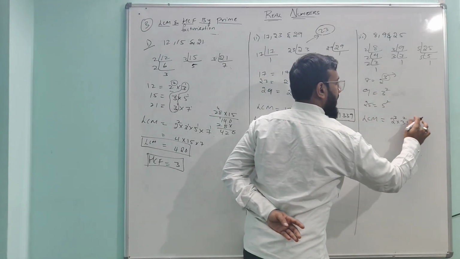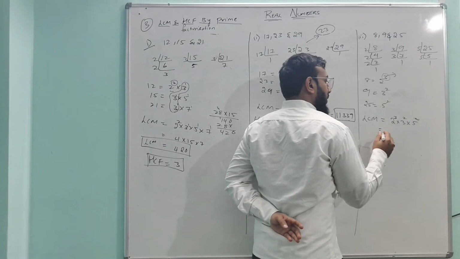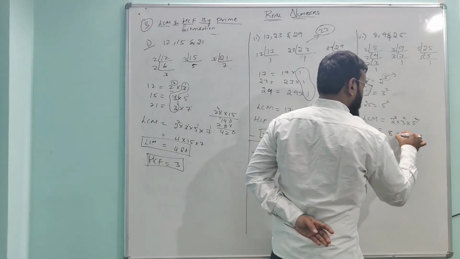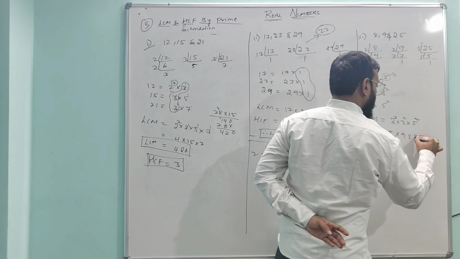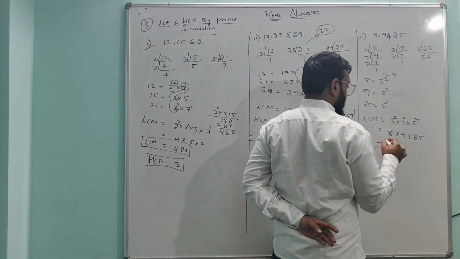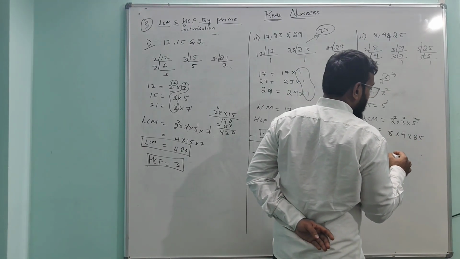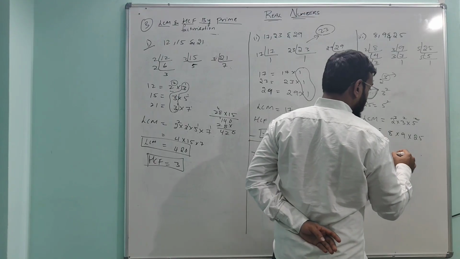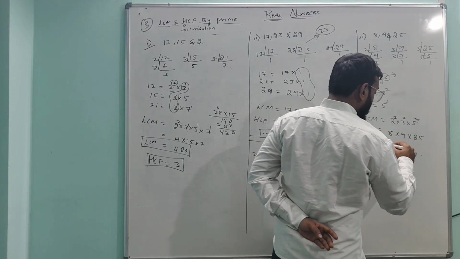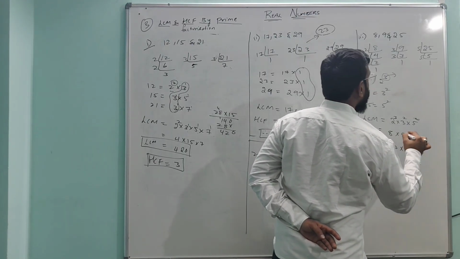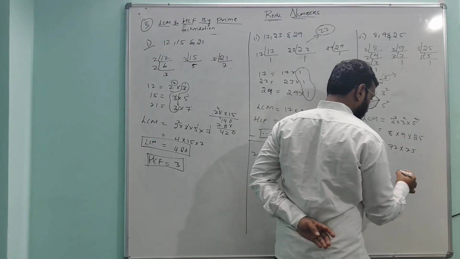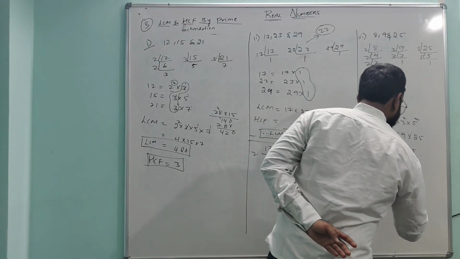We have only 5 squared, the highest power. So the LCM is 4 twos are 8, into 3 threes are 9, into 5 fives are 25. 8 nines are 72, into 25. Okay, we'll get the answer over here.